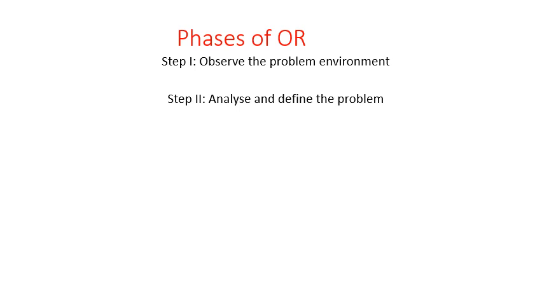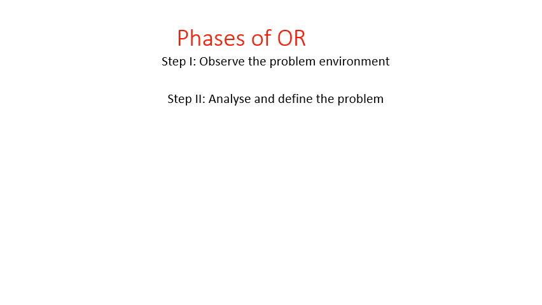Let us see the different phases of OR. First step is to observe the problem environment. What is this environment? This environment is a framework within which the system has to achieve its objective or the goal. It may include the human resource, the machines, materials, etc. Scan the environment, get the data required. Then analyze and define the problem.